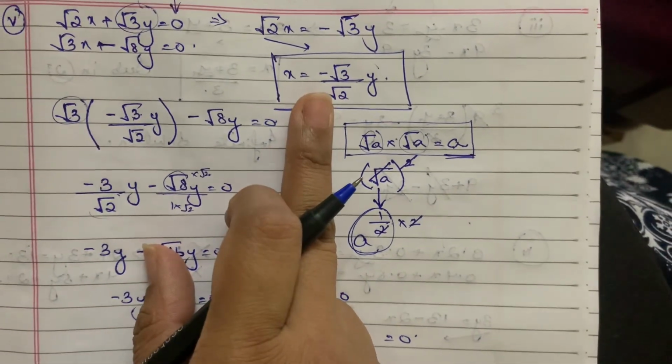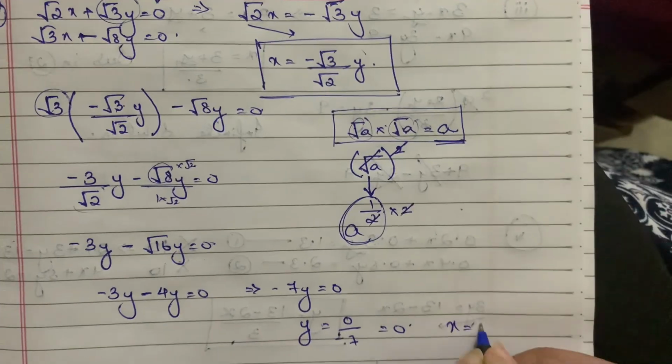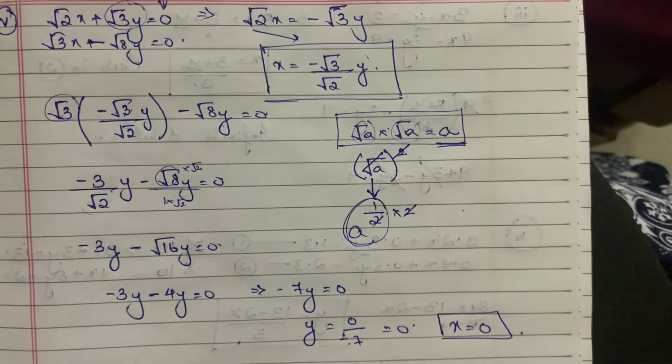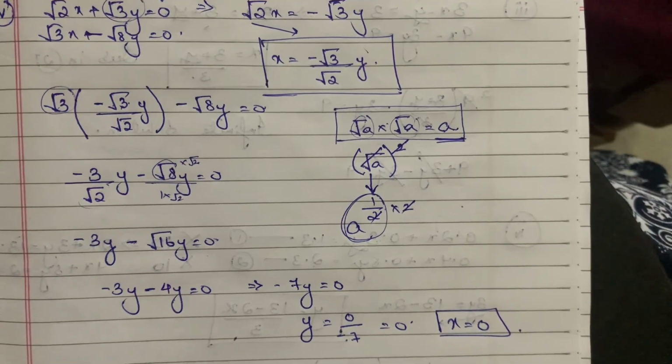When I substitute y is equal to 0, the full thing becomes a 0 as well. So automatically my x is also equal to 0 in this particular question. Okay, there's no more further requirement of solving this question for x.